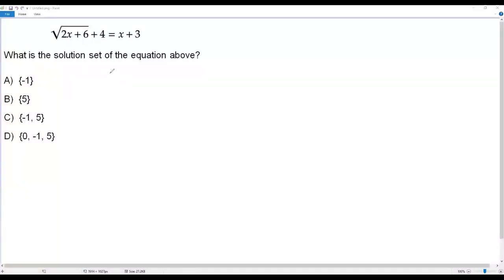Here we have a SAT math question. There is a square root equation given over here. What is the solution set of the equation above? Okay, whenever I want to solve for a variable x in a square root equation, my first work is to isolate the square root part.